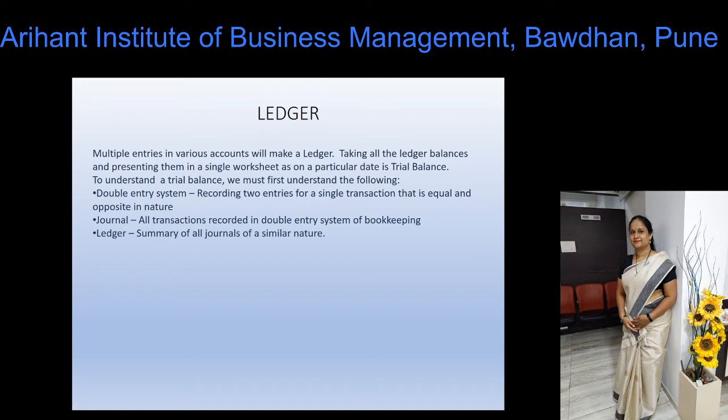Double entry is recording two entries for a single transaction that are equal and opposite in nature. That means every transaction you do in business must have two entries which will be of opposite nature. One effect will be on the debit side of some account and the other on the credit side of some account. Then journal: all transactions recorded in the double entry system of bookkeeping. Ledger: summary of all journals of similar nature of accounts.